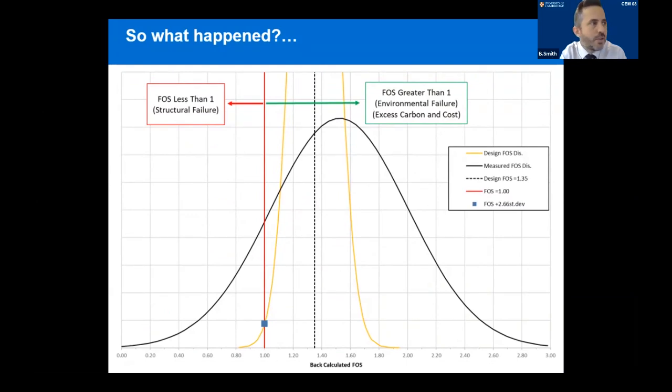But we don't need to choose either or. We can use Bayesian updating to combine these distributions. And that's what I'll be doing over the coming months.